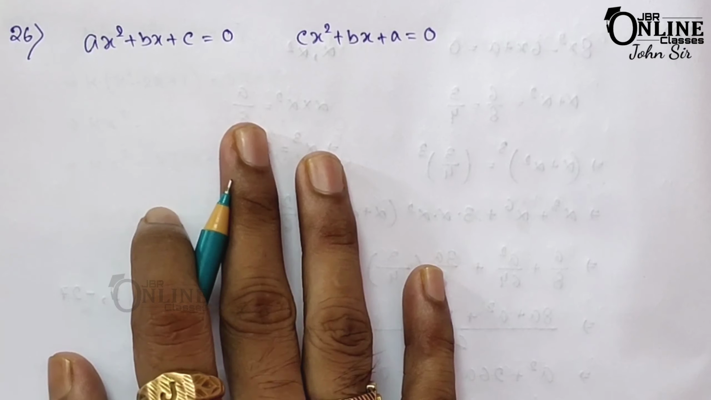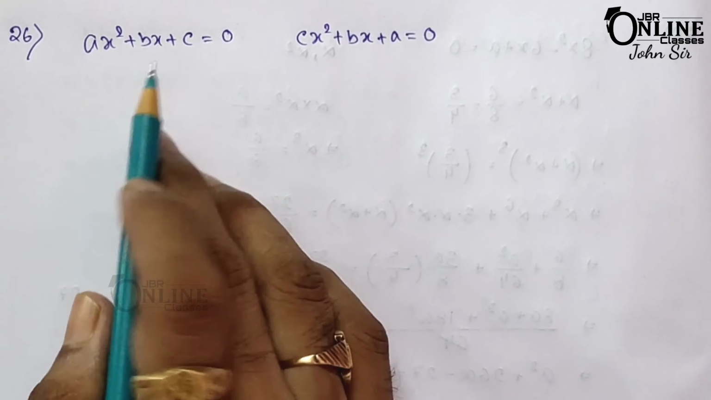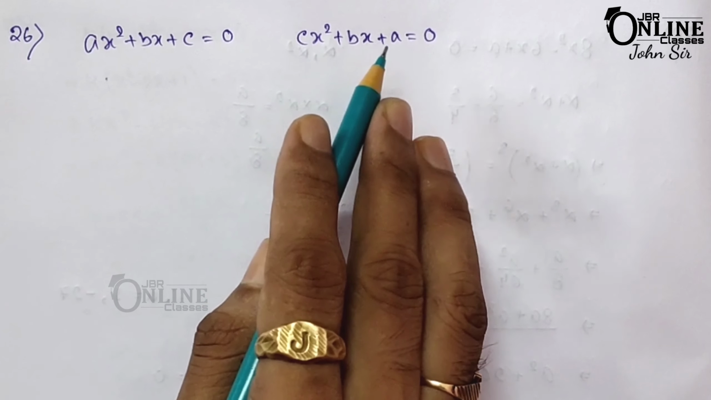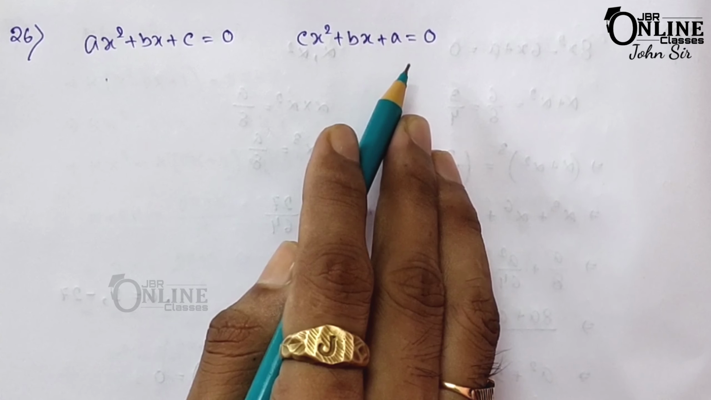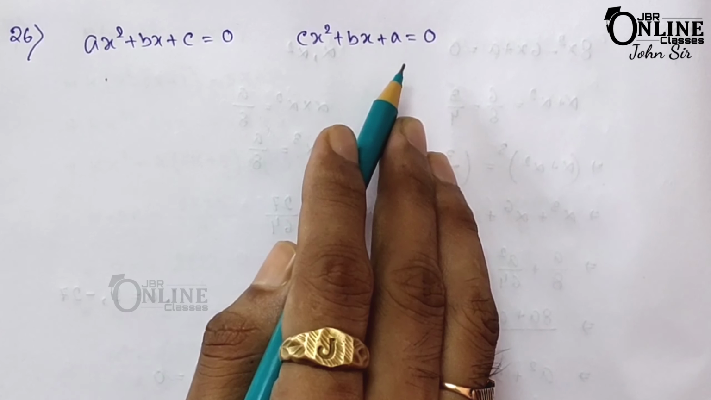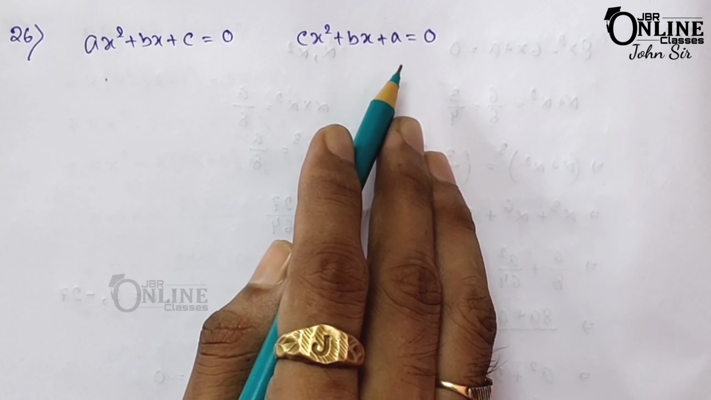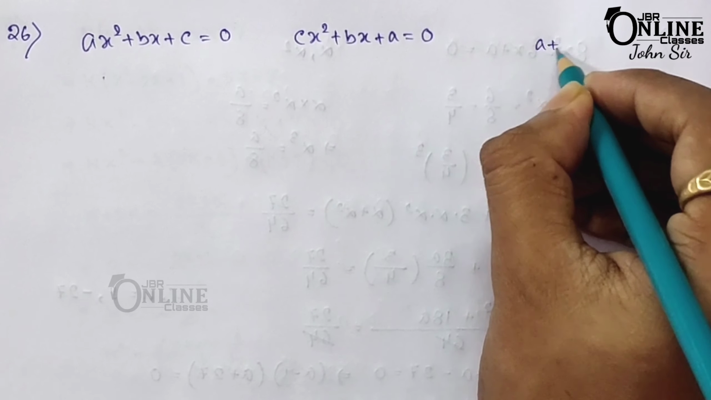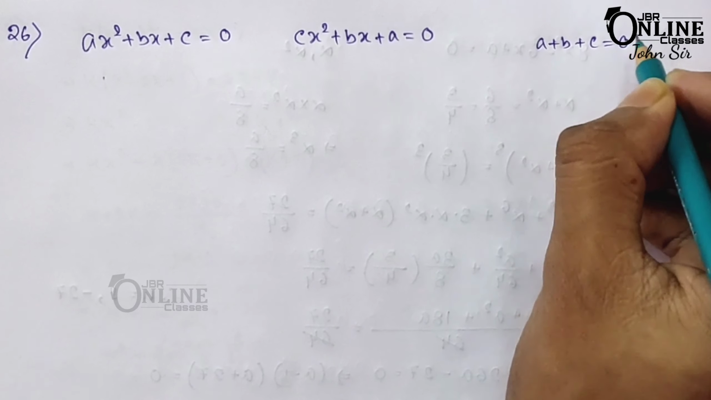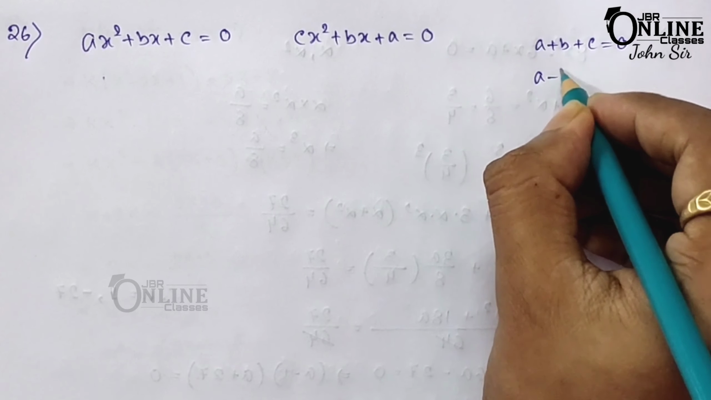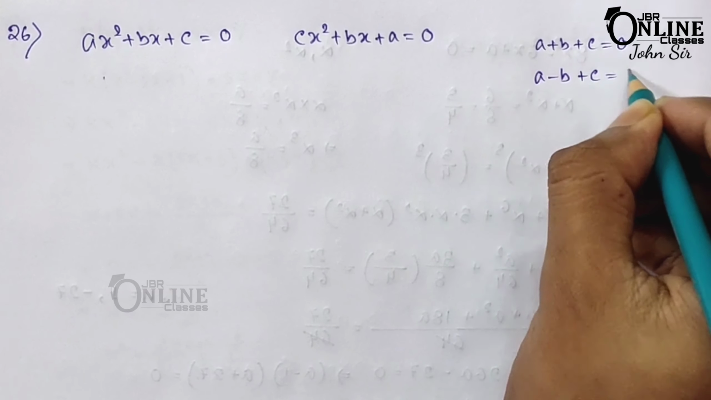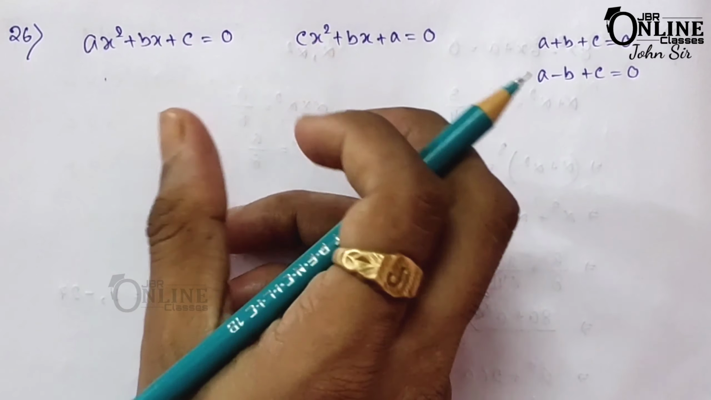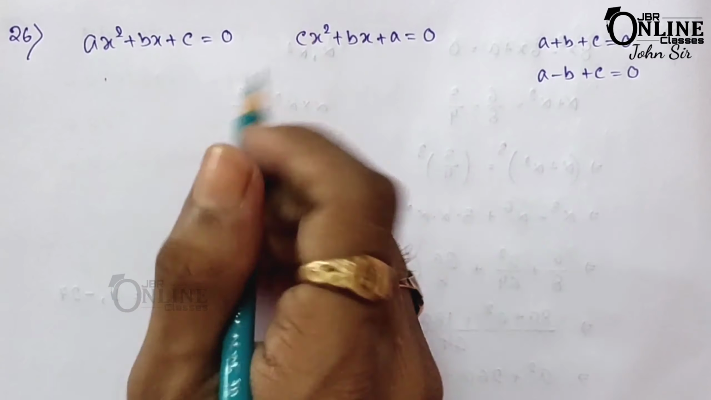So here in sum number 26, if the equations ax square plus bx plus c equals 0 and cx square plus bx plus a equals 0 have one root in common, prove that a plus b plus c equals 0. So you have to prove that a plus b plus c equals 0 or a minus b plus c equals 0. So first let alpha be the common root of these two equations.